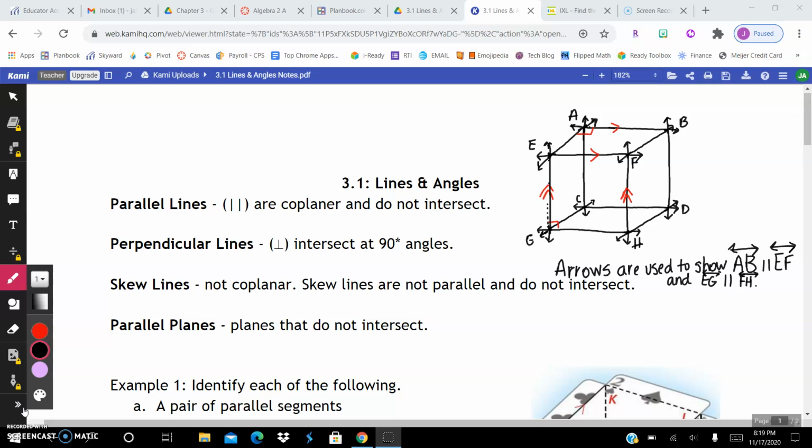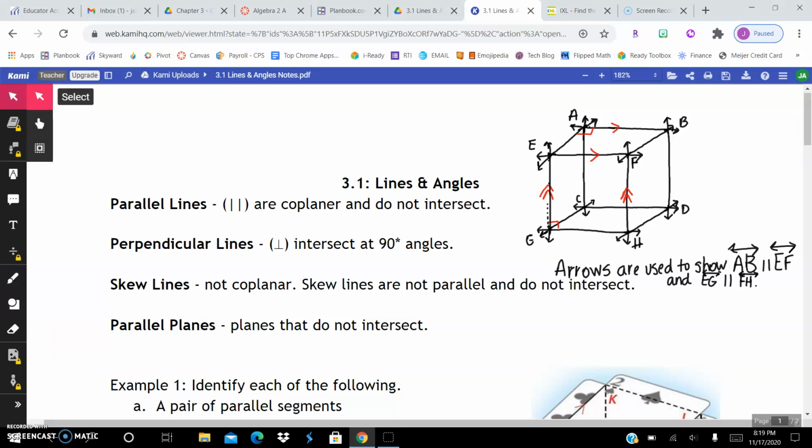And then parallel planes are planes that do not intersect. So if you thought about planes as the top and the bottom, those are both planes and they're parallel. They're going to extend forever and never touch. The front and the back would be parallel planes, and then the two sides would be parallel planes. The arrows are used to show that line AB is parallel to line EF, and that EG is parallel to FH. So make sure you pay attention to little keys that could be next to your pictures to tell you what different symbols mean.